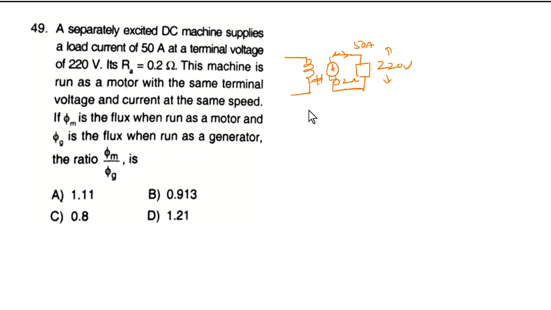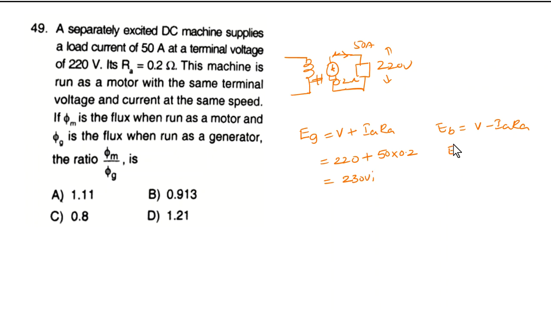So here we need to find the motor flux and the generator flux. First, when the machine acts as a generator, Eg is equal to V plus Ia into Ra. When the same machine acts as a motor, the back EMF is equal to V minus Ia into Ra. For the generator, V is 220 plus Ia, 50 amperes, into the resistance 0.2. So it's nothing but 230 volts.